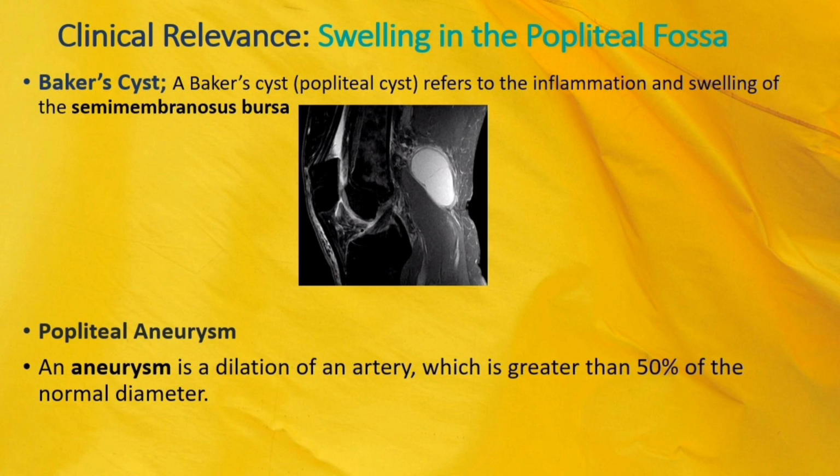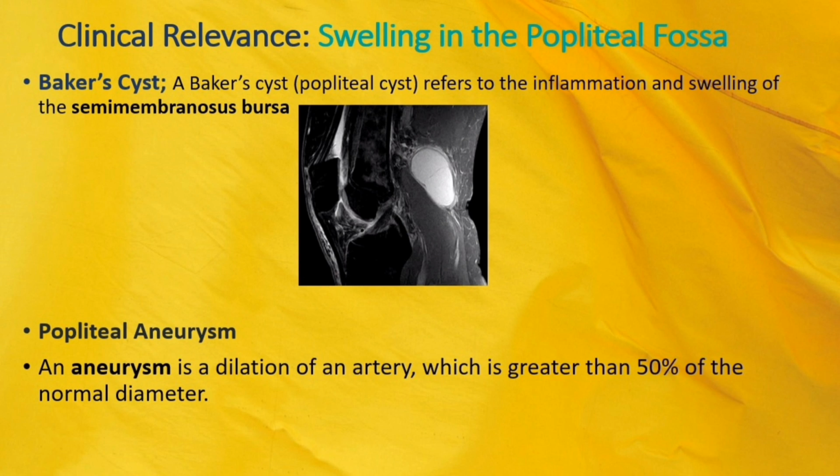Baker's cyst. A Baker's cyst, or popliteal cyst, refers to the inflammation and swelling of the semimembranosus bursa, a fluid-filled sac found in the knee joint. It usually arises in conjunction with osteoarthritis of the knee. Whilst it usually self-resolves, the cyst can rupture and produce symptoms similar to deep vein thrombosis.